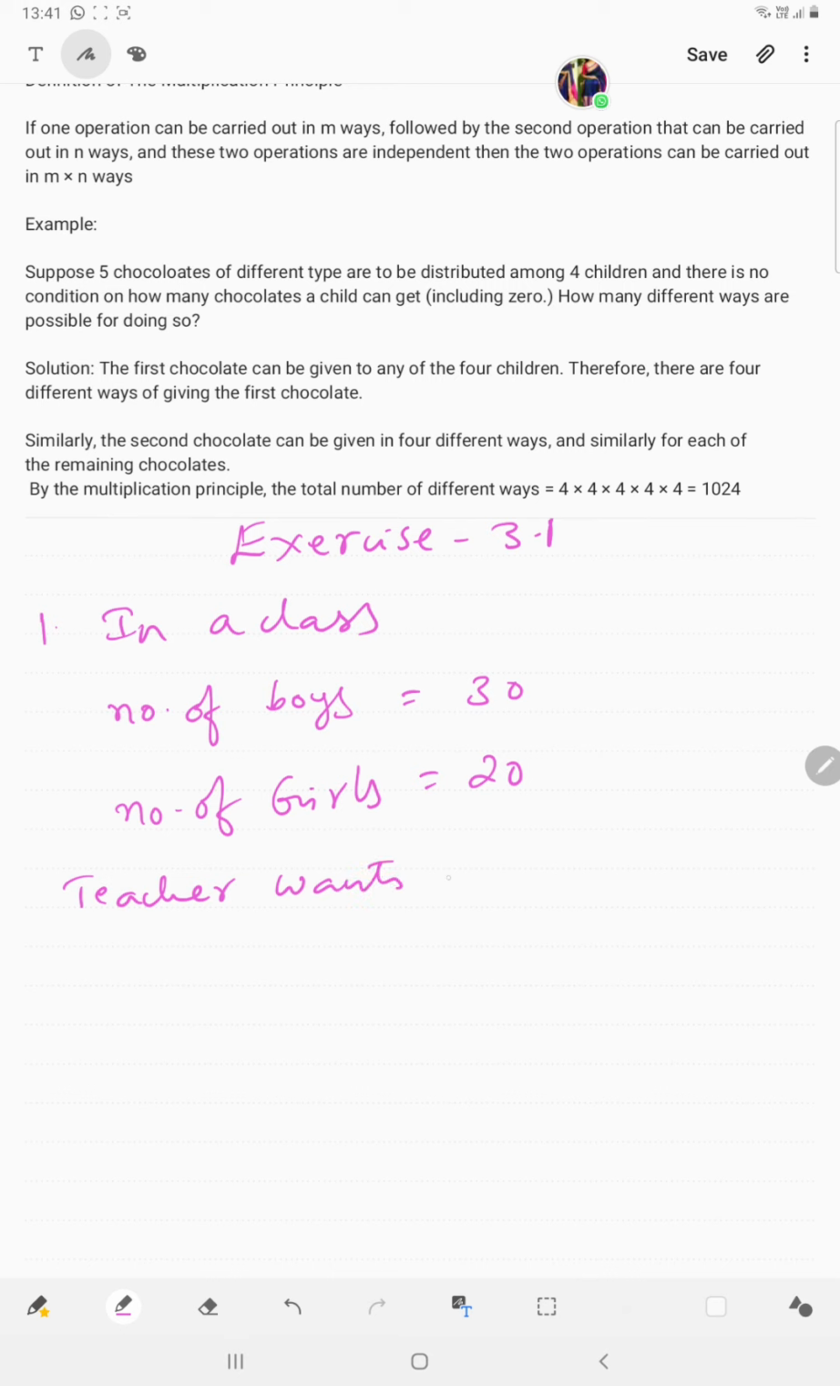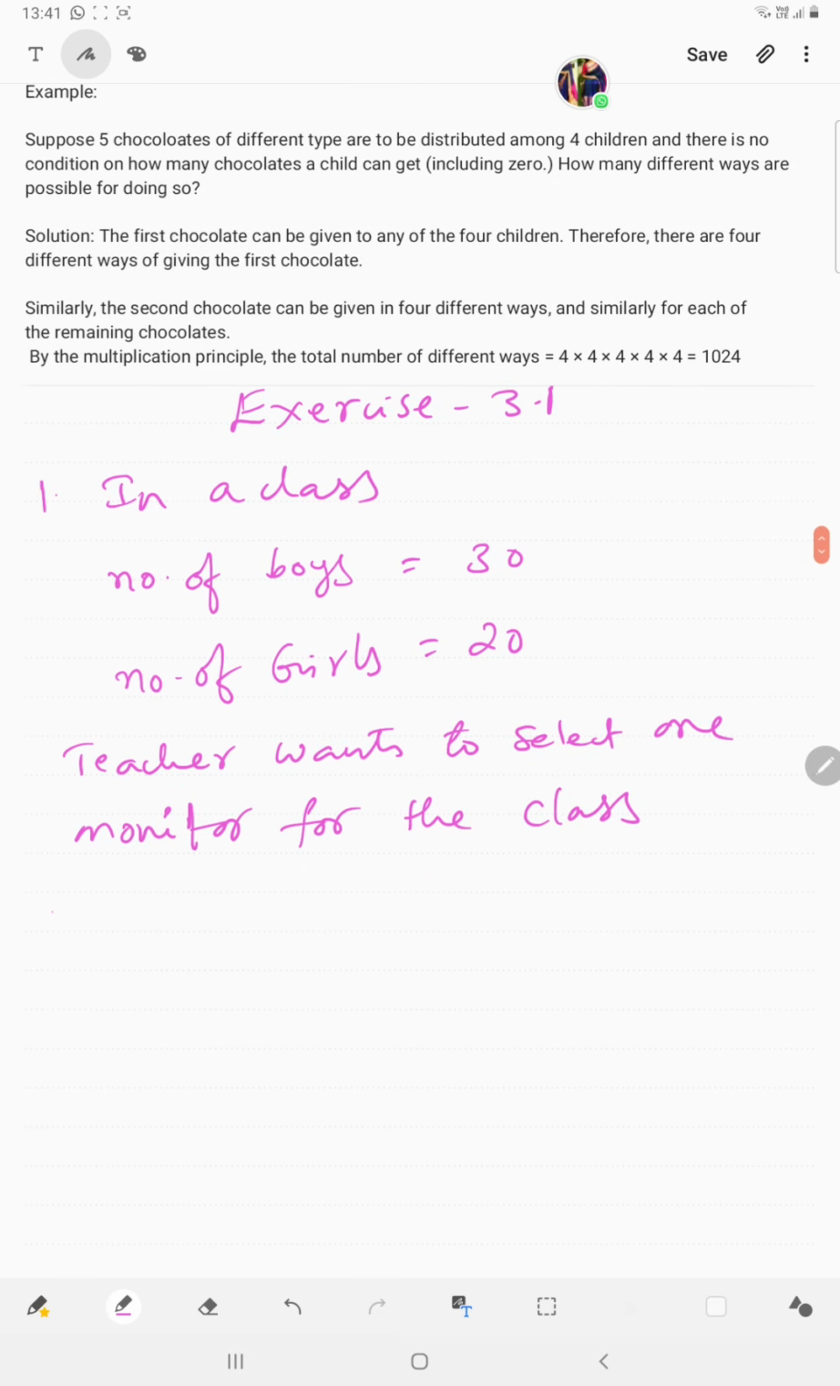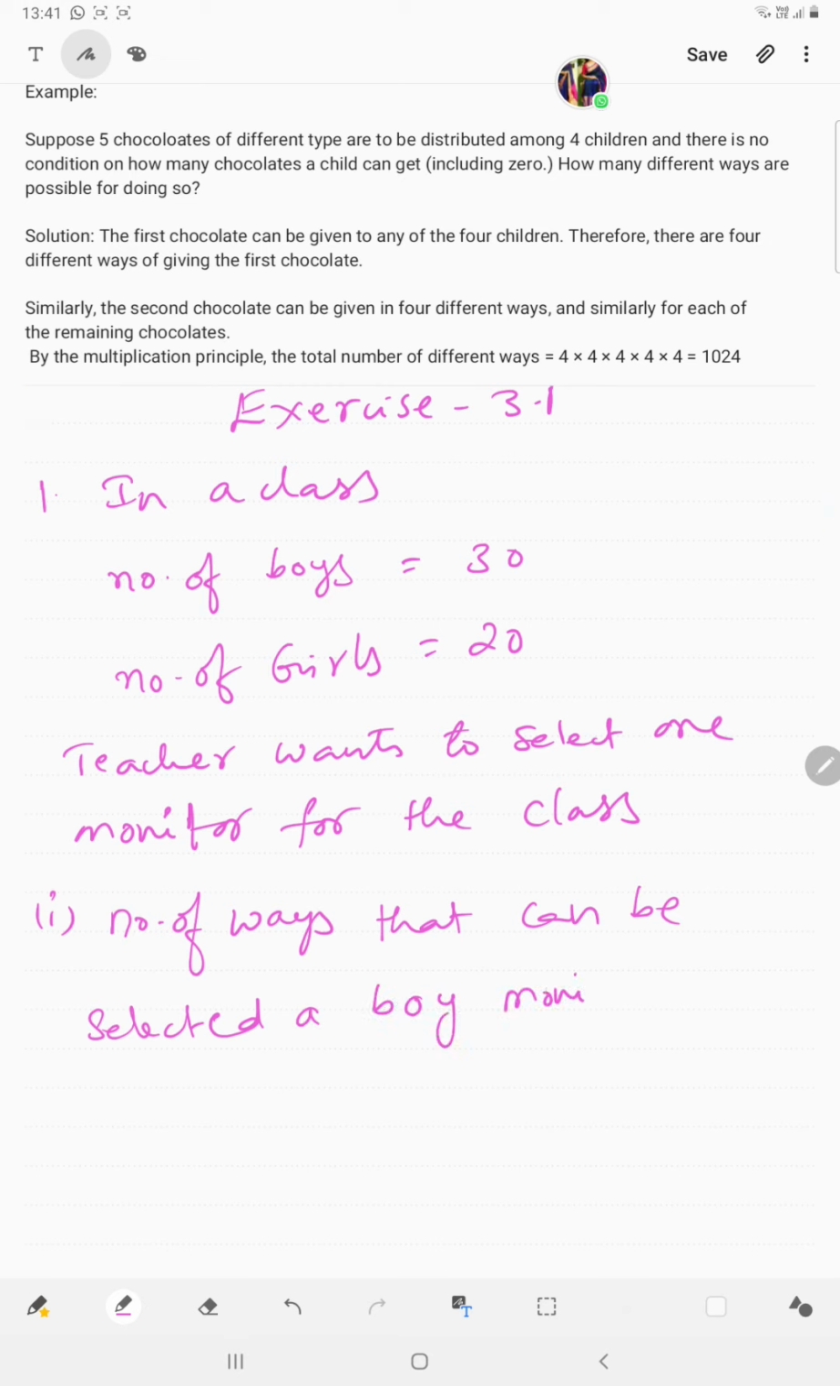Teacher wants to select one monitor for the class. Then what is the first option? Number of ways that can be selected a boy monitor. Total how many boys are there? 30 boys. Therefore, you have 30 ways. Therefore, your answer is 30.